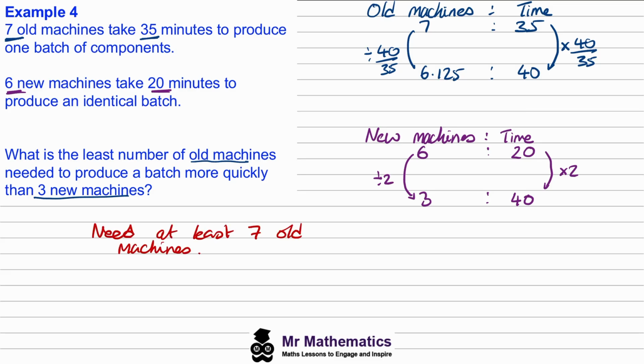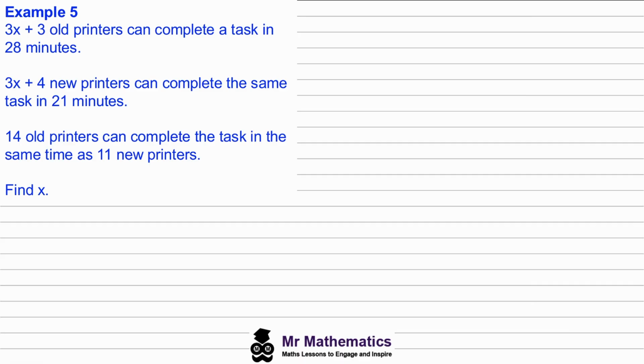Let's try one more question. So here we've got a problem solving question, which is very similar to the previous questions, but this involves algebra. So we're told that 3x plus 3 old printers can complete a task in 28 minutes, and 3x plus 4 new printers can complete the same task in 21 minutes. We're told that 14 old printers can complete the task in the same time as 11 new printers. We need to work out the value of x.